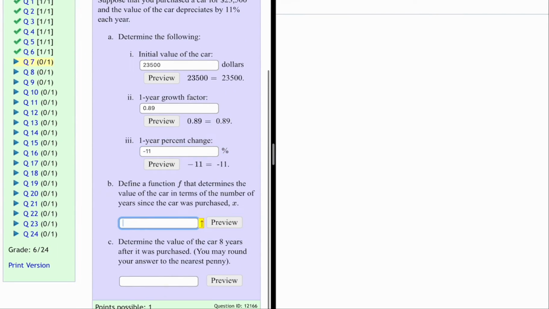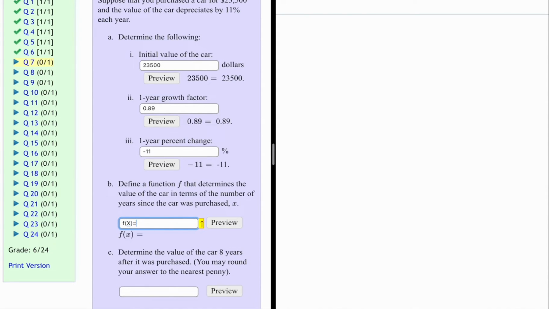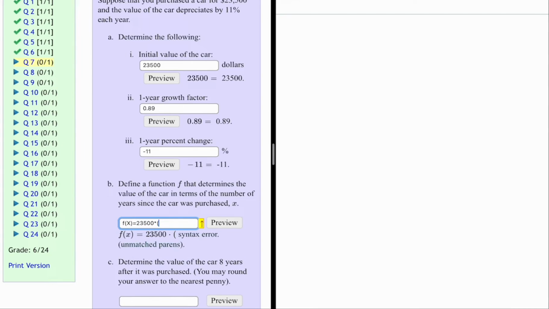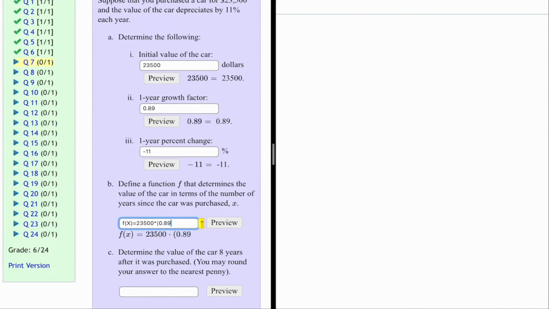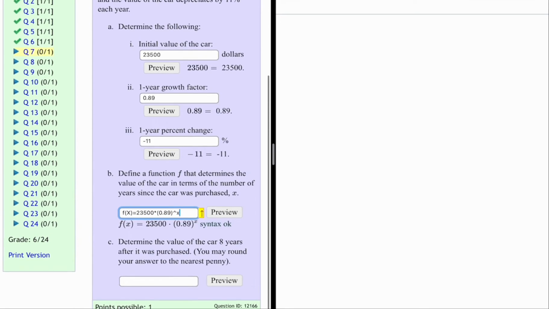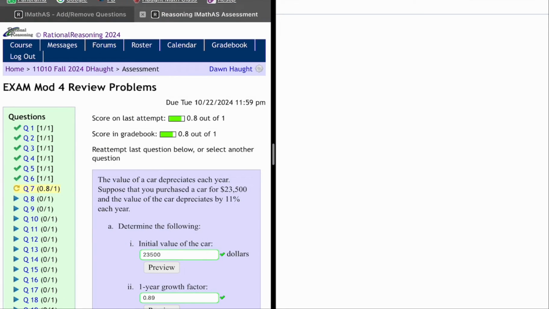To find a function that determines the value of the car in terms of the number of years, they called it f. So let's make it f of x equals our starting value, 23,500, times our 1-year growth factor, 0.89, to a power of x. Let's check everything right now to make sure we're okay.